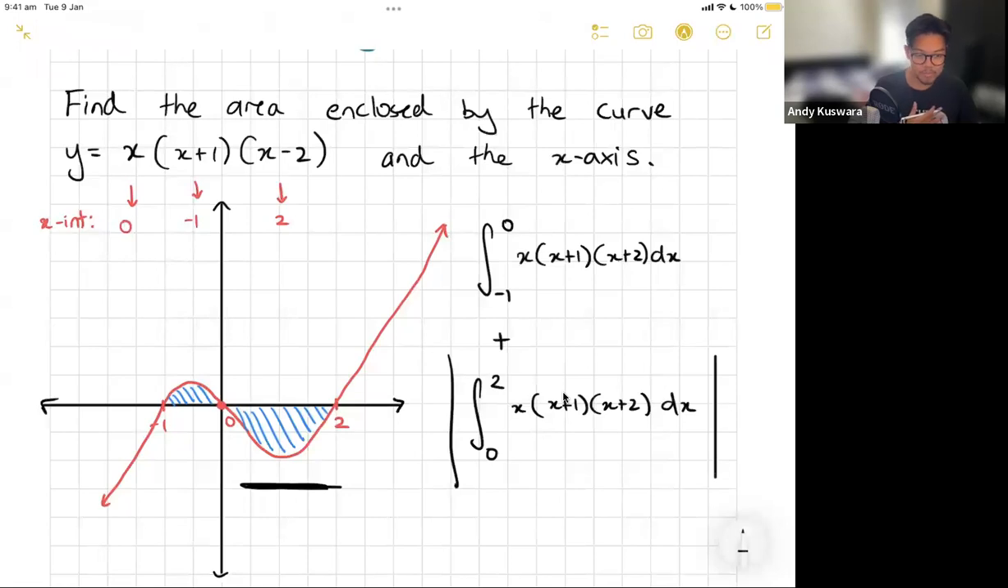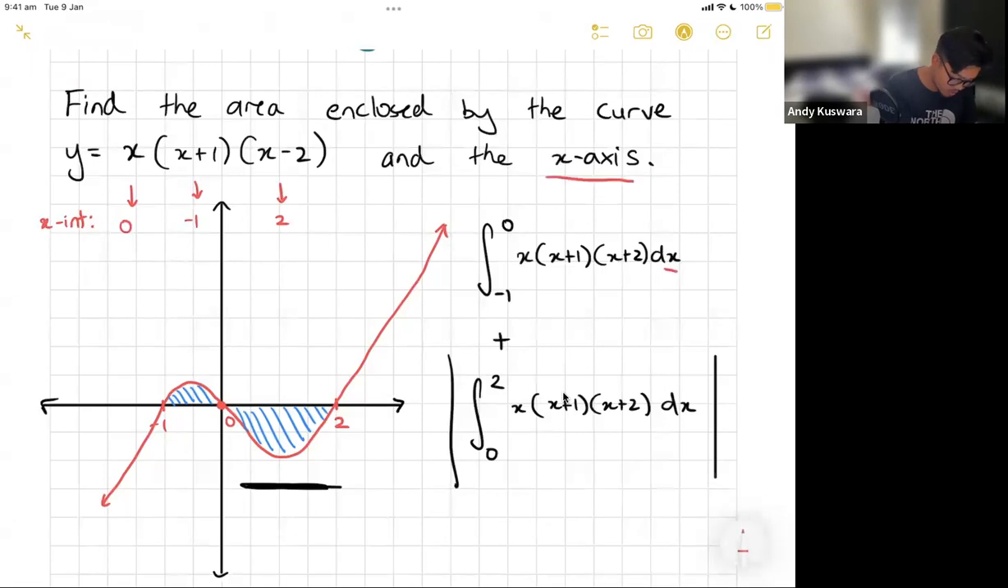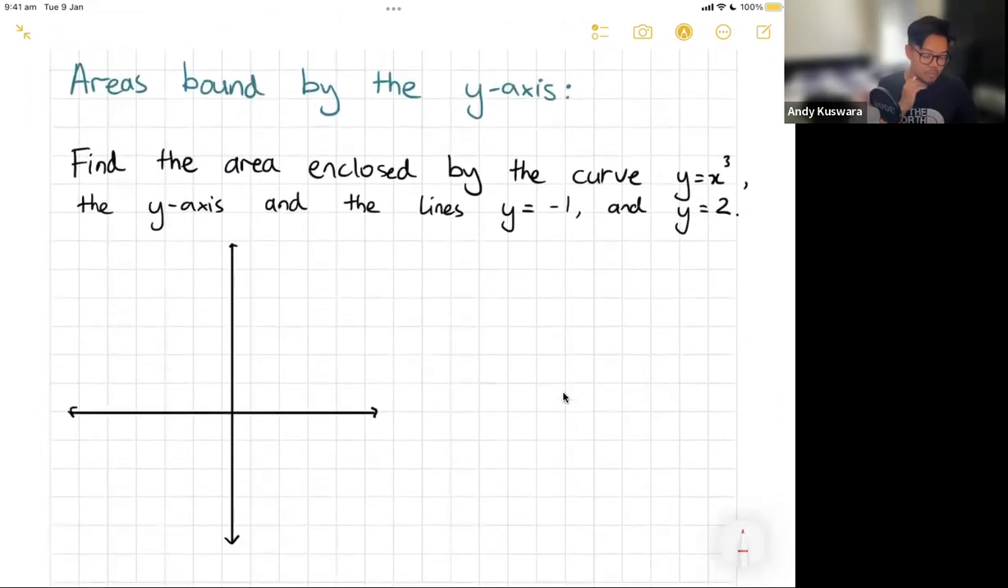Okay. So here we're bound by the x, and so it makes sense. Let me make a note here. If we're bounded by the x, we're going to go by dx. Okay, but let's take a look at what happens if we find areas bound by the y-axis. It's going to be slightly different.